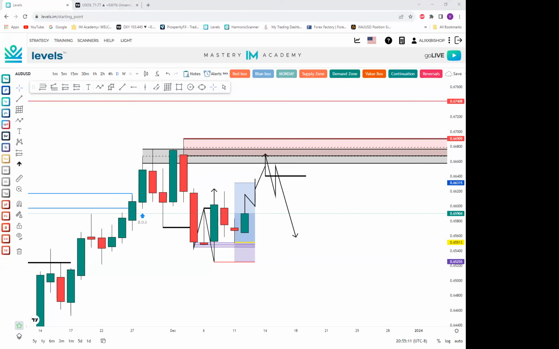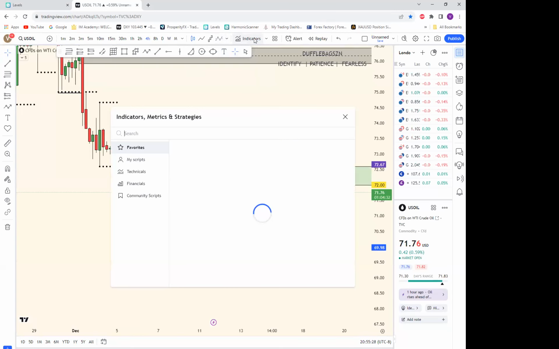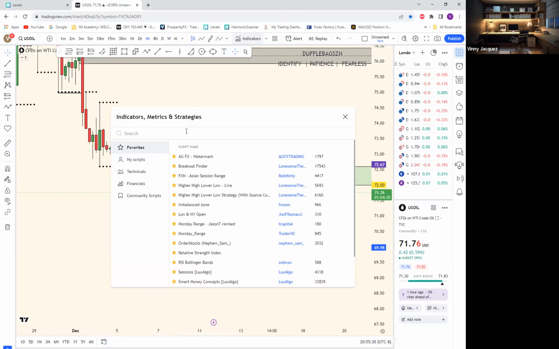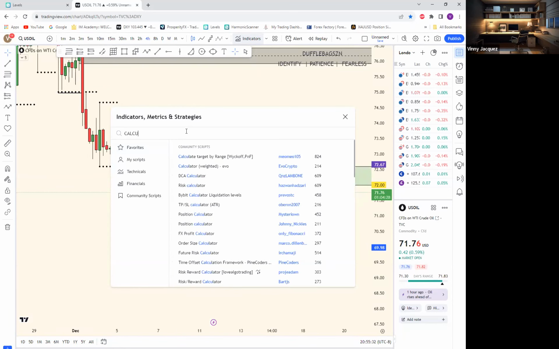Yo, I got a quick question. What's up? Is there a lot size calculator in the TradingView app? There is, but they're indicators. I don't really like them personally. Okay, can you recommend any other one? You can look in here. Let's see. So there's calculators in here, but you're gonna have to mess with these. I don't really like these, honestly.